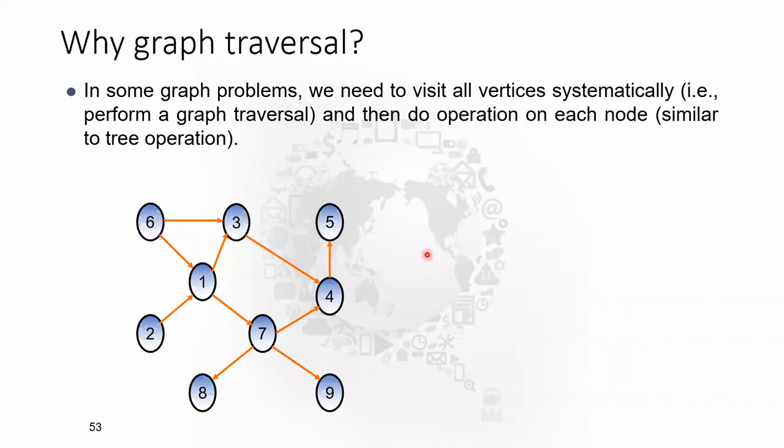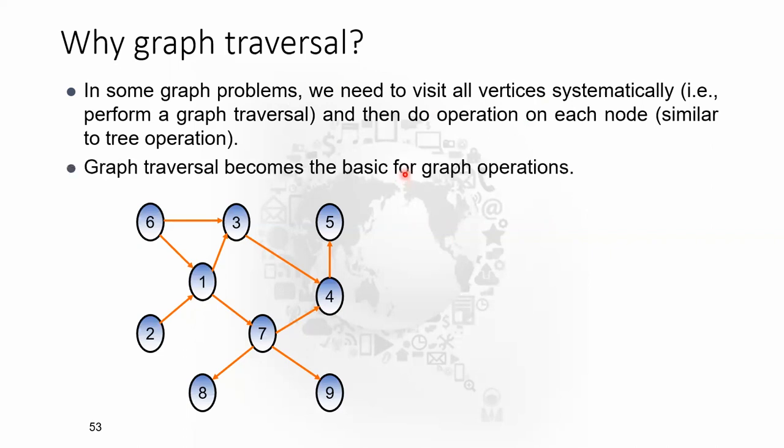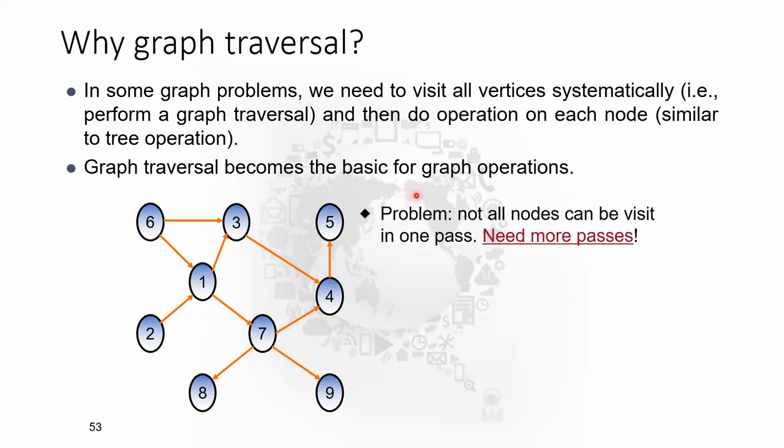Why graph traversal? In some graph problems, we need to visit all vertices systematically and do operations on each node, similar to the tree operations. Like just now, when we did pre-order, in-order, and post-order to display the nodes, we also needed to travel through the trees, right? So here is also the same. We need to travel through the graphs also. So graph traversal is the basis for graph operations.